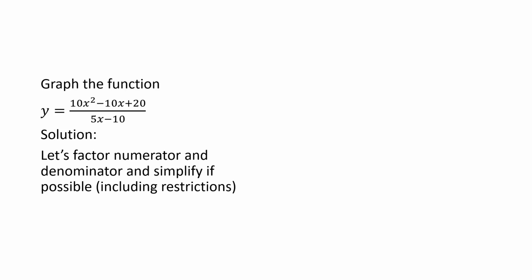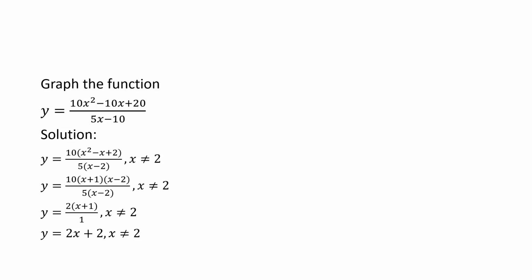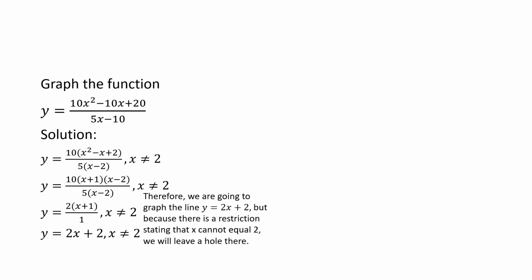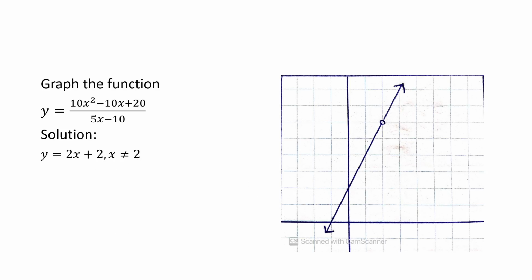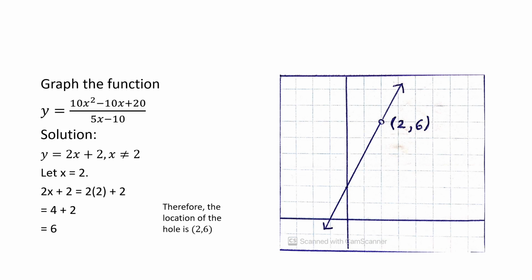Well, if we did that, we would common factor a 10 from the numerator and a 5 from the denominator. We'd then trinomial factor the numerator. We'd be able to cross out the 10 with the 5. And then we'd be able to cross out the x minus 2's. And we'd end up with a y value of 2x plus 2, where x doesn't equal 2. And we would see that we're going to have a hole there from our discussion earlier. And we would see again that the hole is at the point (2, 6), and we put it there.